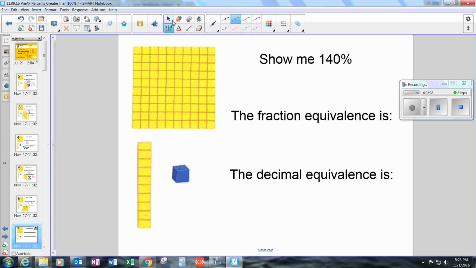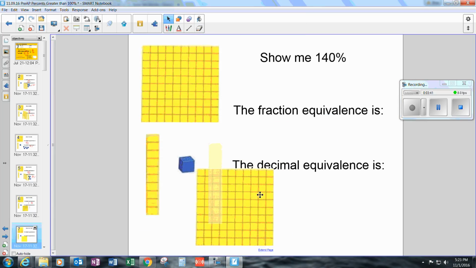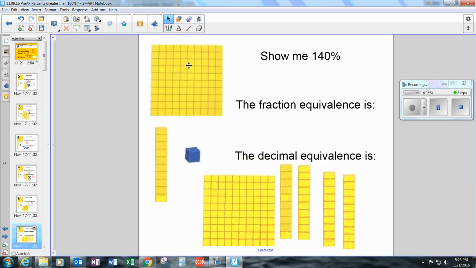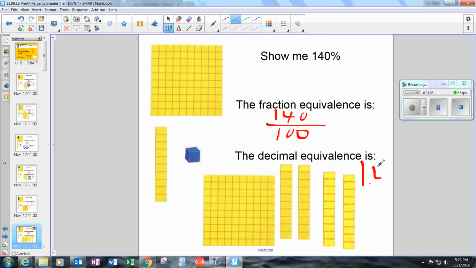Now let's get this a little harder. Show me 140%. So this is 140%, because this is 100, 10, 20, 30, 40. So what is the fraction? So it's 140 out of 100. And what would the decimal equivalent be? 1 whole and 4 tenths. So 140% can be written as 1 and 4 tenths, or 1 and 40 hundredths, and that is equivalent to 140%.